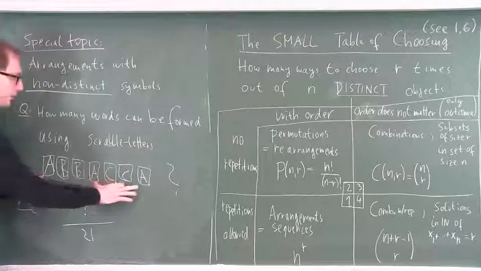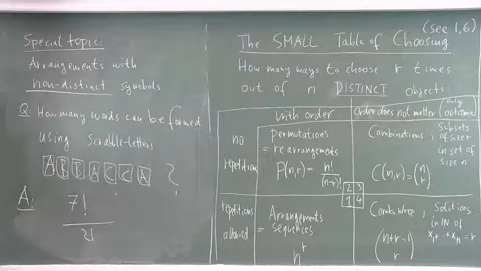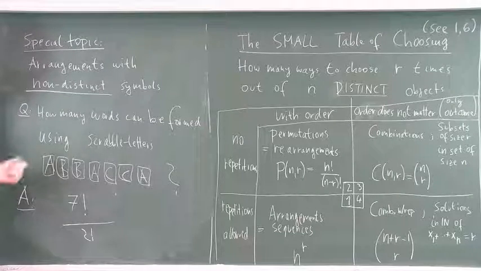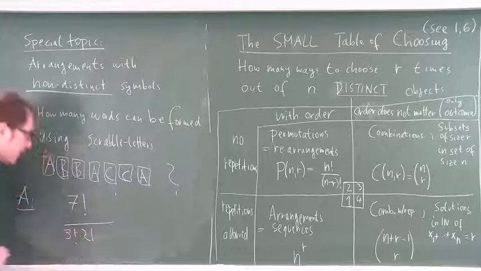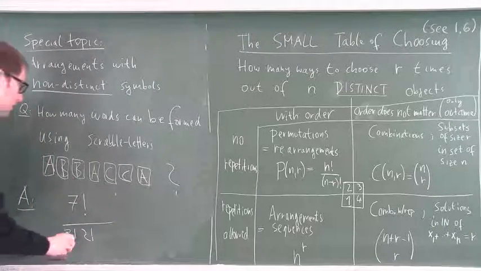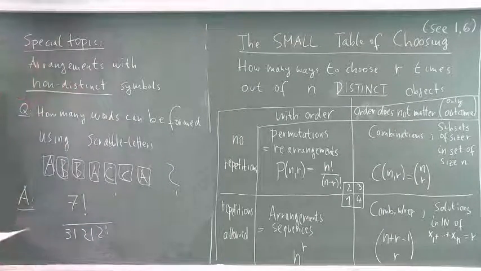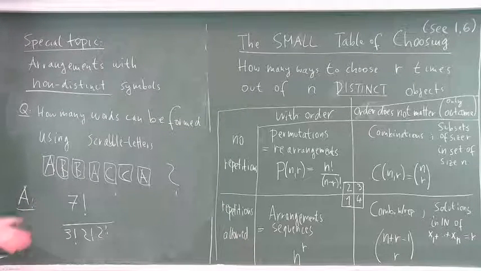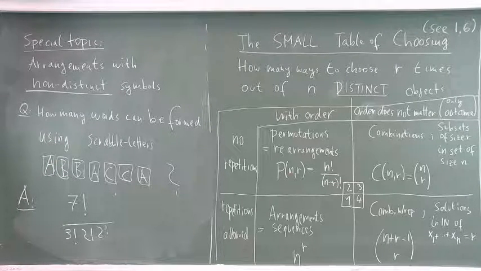And now think about the A's. The same thing happens here. We have 3 A's, and we can permute them in 3 factorial ways. And all of these different arrangements of the A's will give you the same outcome, the same word. So we divide by it. And finally, we have 2 C's, so we divide by 2 factorial. And this is actually a multinomial coefficient. And this is how you solve this problem, and many, many problems which look the same.